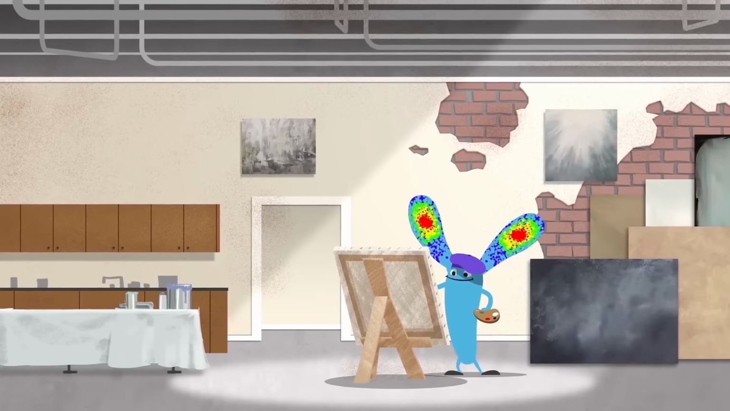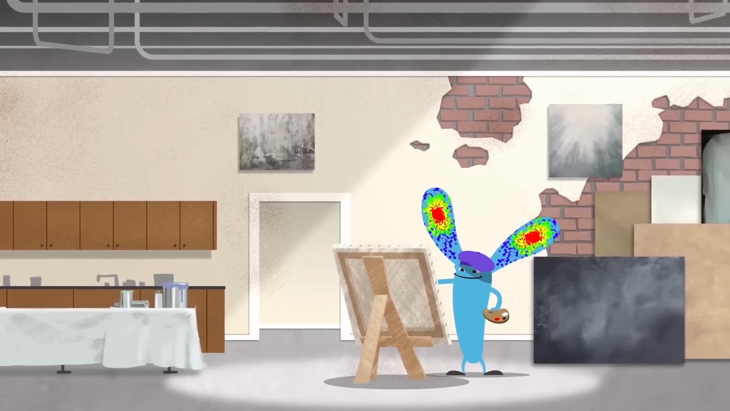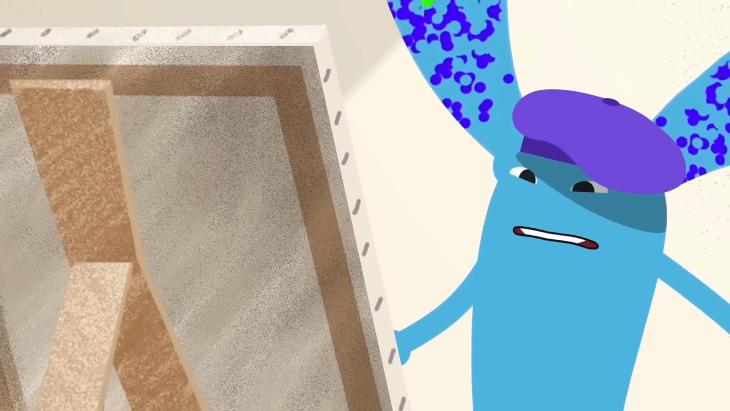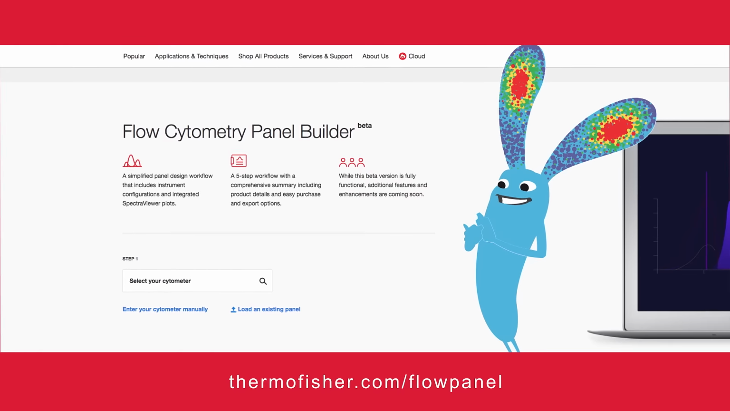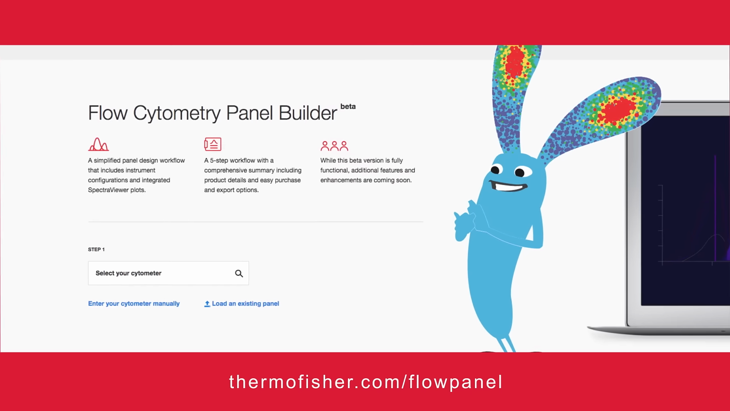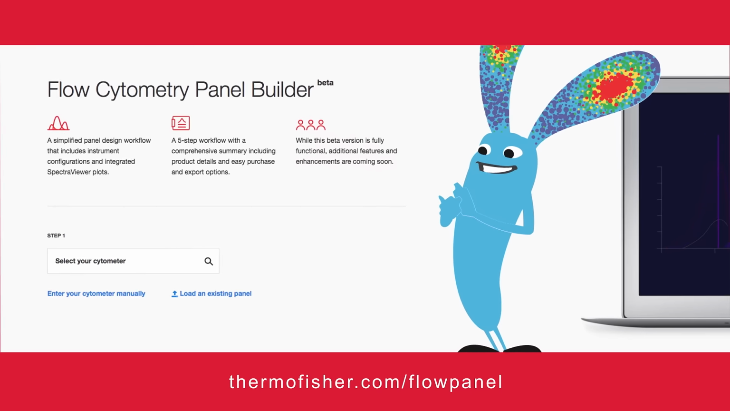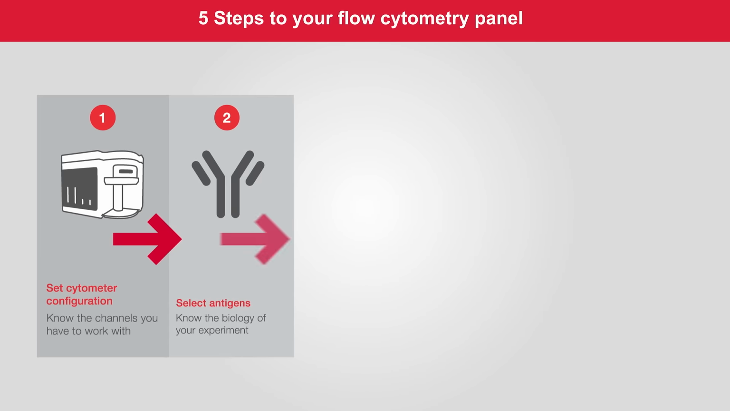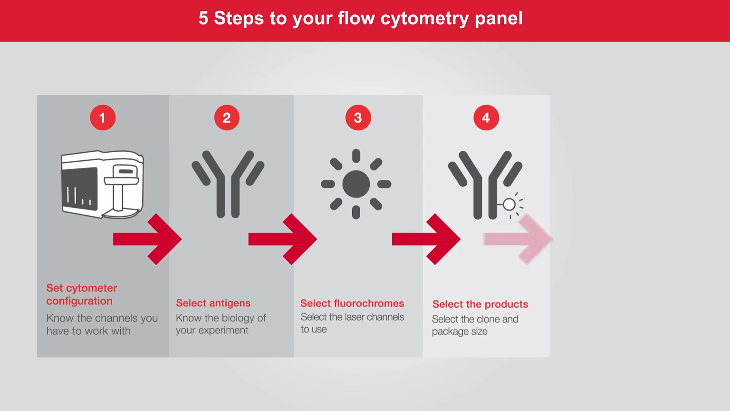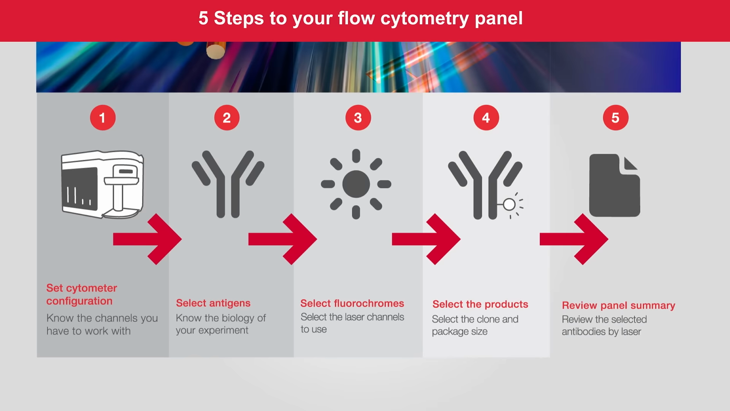As a celebrated artist, Invitrogen Primary Conjugated Antibody is always looking for new inspirational tools. Now, Primary Conjugated Antibody can use the Invitrogen Flow Cytometry Panel Builder to design a flow cytometry panel. Following 5 simple steps, anyone can design a flow cytometry panel. Whether they are new to flow cytometry or experts in the field, the panel builder can help.